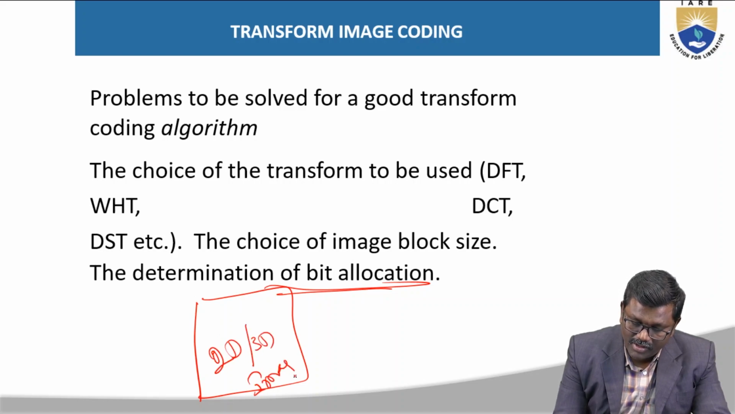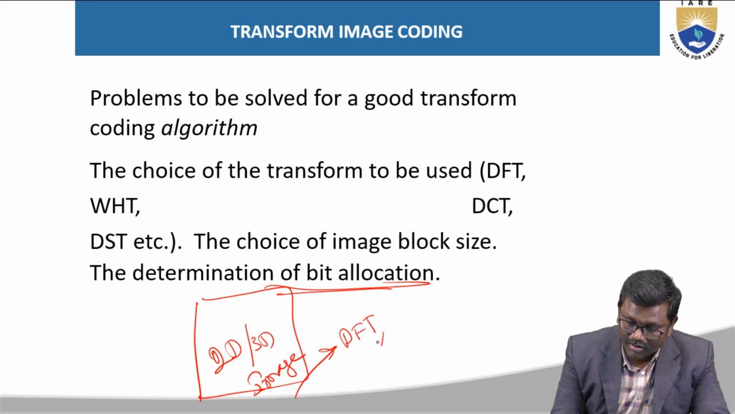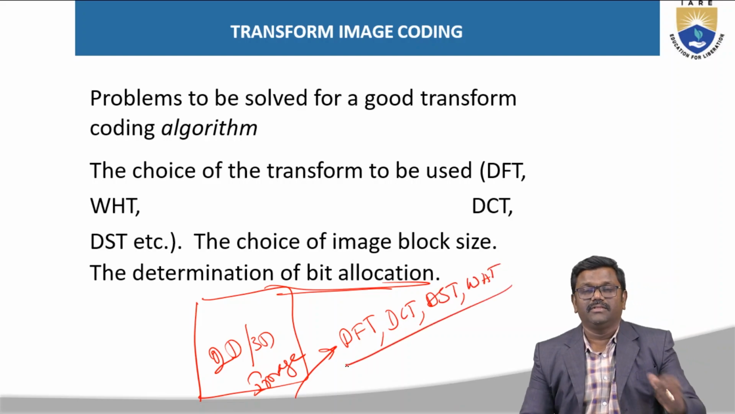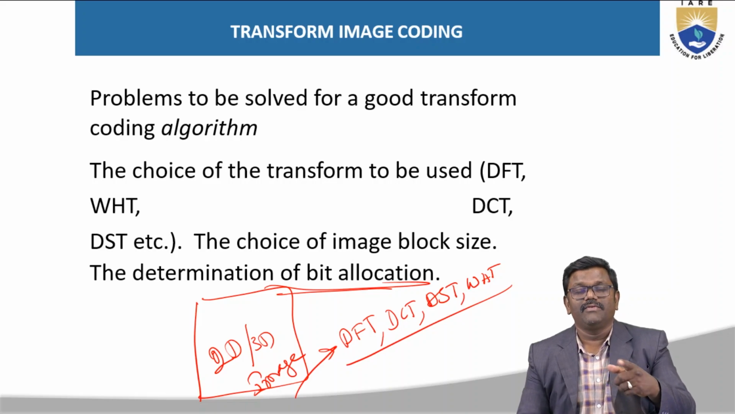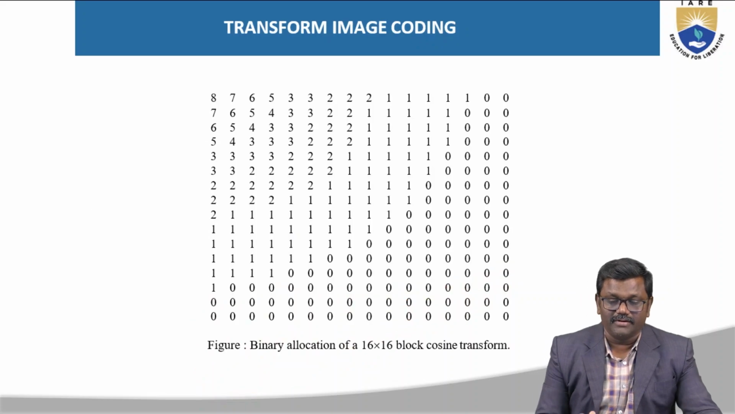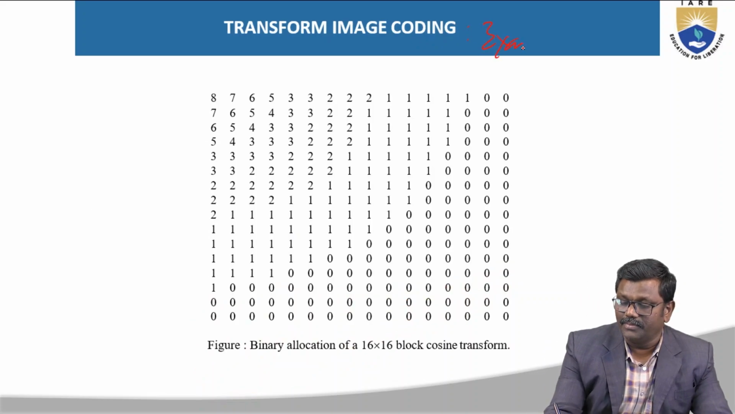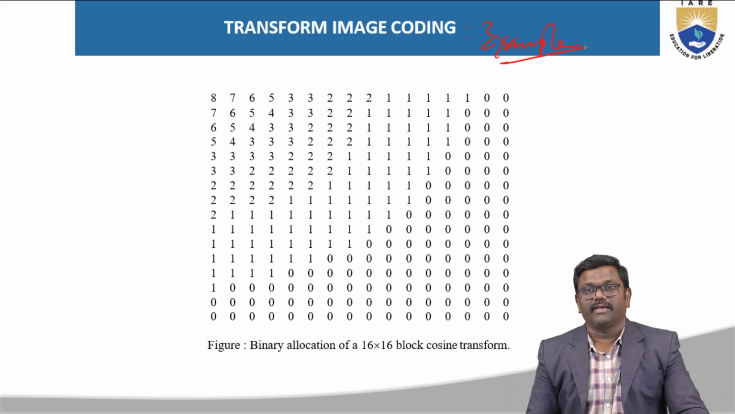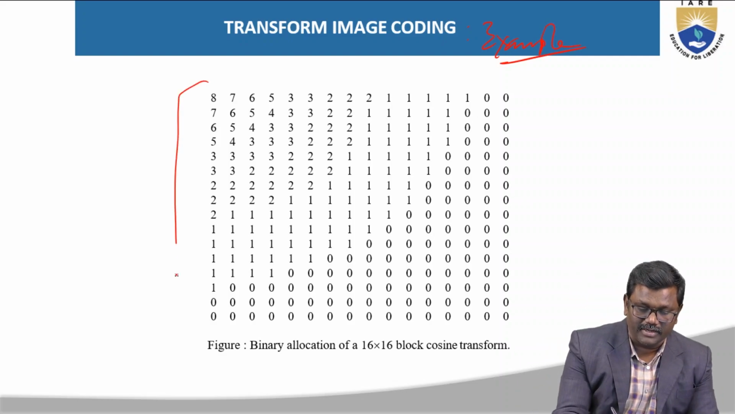This image will be transformed in terms of DFT, DCT, DST or WHT. These are the transformation techniques that I told you about previously, which we use frequently for digital image processing. Let me take one of the examples here. Let us take an example. This is an image content.